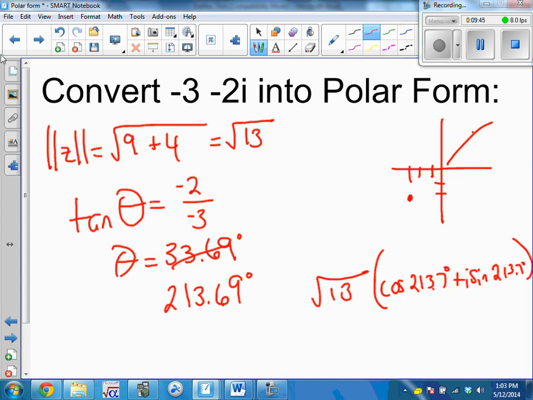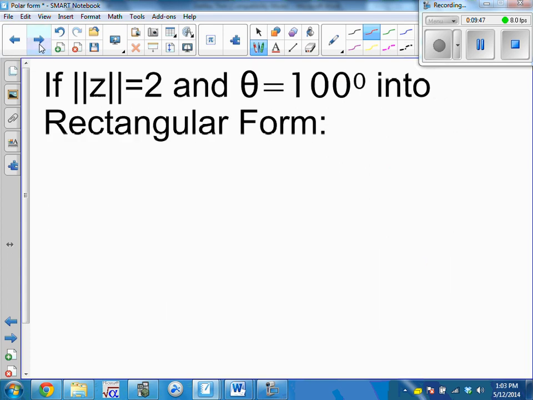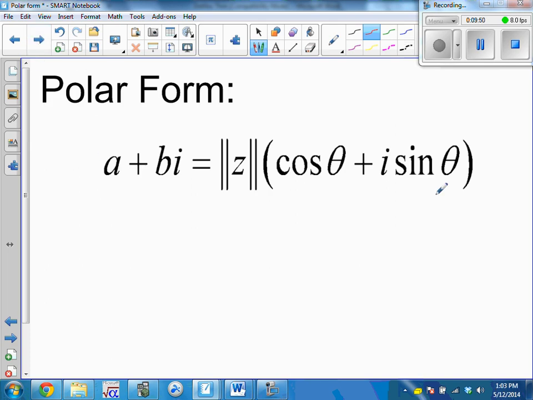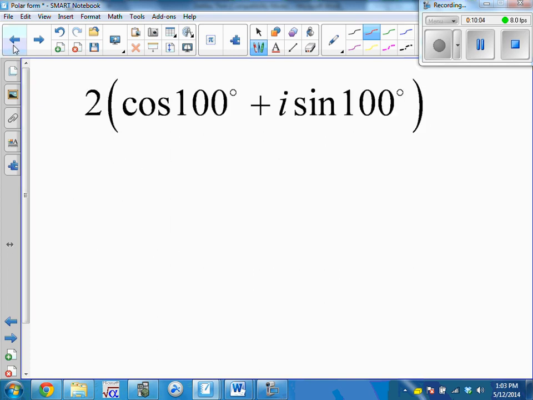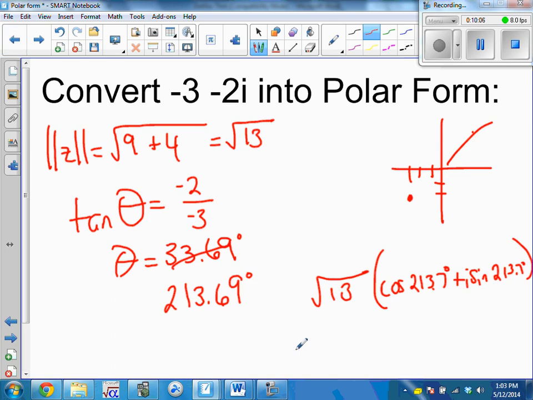Now we're going to keep writing that cosine plus i sine. So when we write our polar form here, many times we will simplify it down, and I will just write the number and cis. And we all know that that means cosine of theta plus i sine of theta. It's just a shorthand way of doing it. So here I could just write the square root of 13 cis 213.7, and there is my polar form.